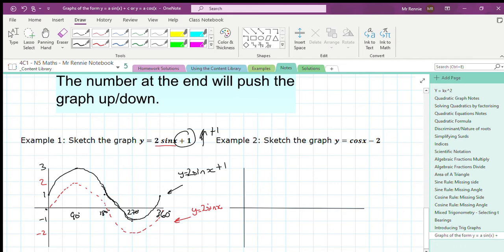Okay, so hopefully in that example it showed you the two parts to draw. The first part, then we'll deal with the shift after and get our final answer. Okay, we're going to move on to the next one now.